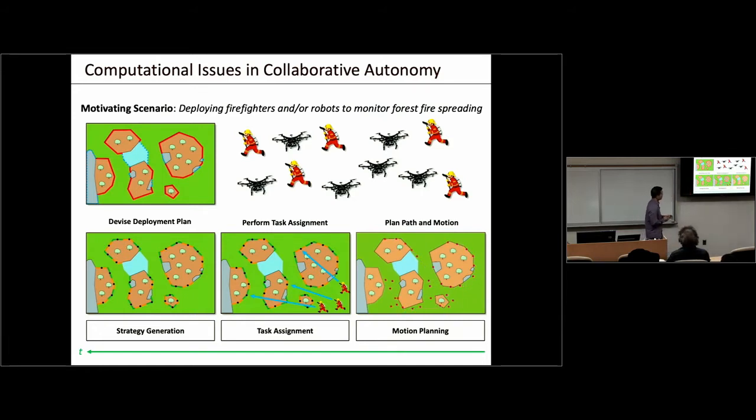Okay. So I started studying the multi-robot motion planning problem for quite a few years, and then I looked at a few task assignment problems, and more recently I began to examine strategy generation. Actually, it's a quite rich field with many interesting problems to be studied. So that's how I'll be covering these topics.